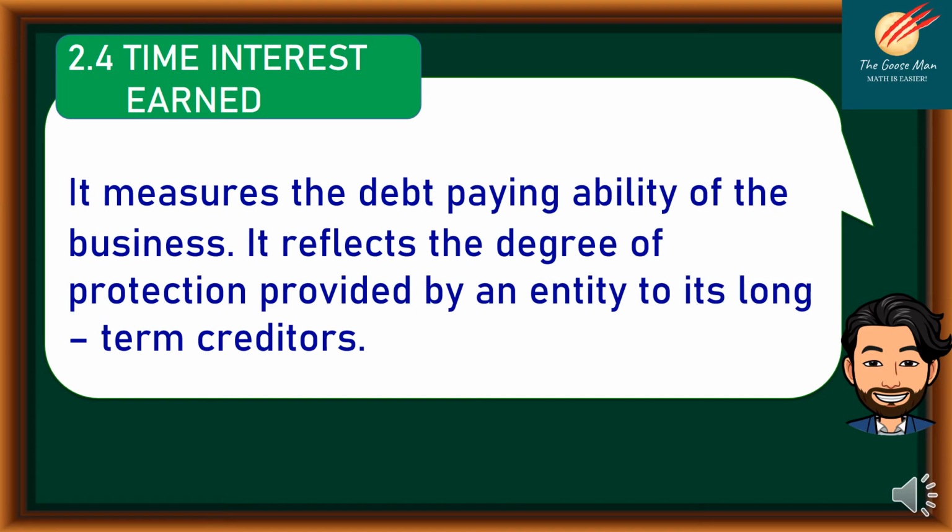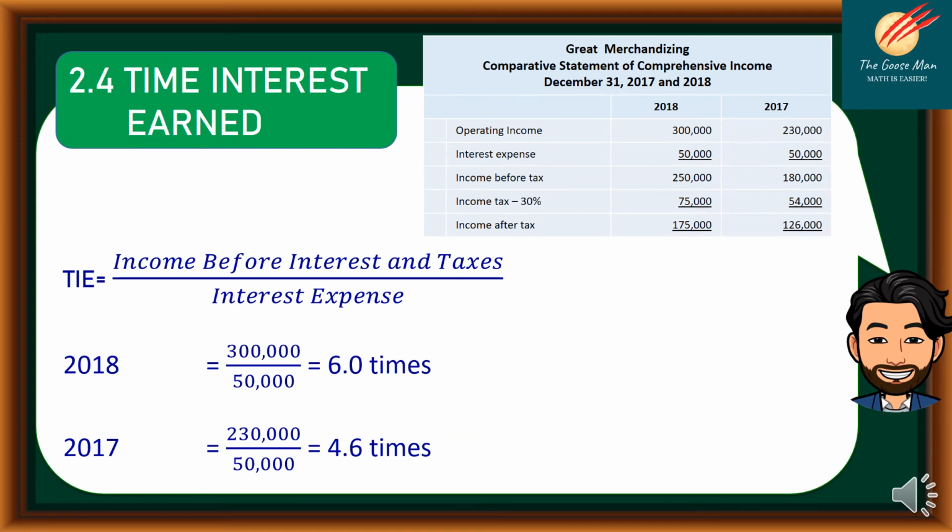Next is the times interest earned. It measures the debt paying ability of the business. It reflects the degree of protection provided by the entity to its long-term creditors. The formula that we will use for the times interest earned is equal to income before interest and taxes divided by interest expense. So again, this is our table that we will use based from the comparative statement of comprehensive income as of 2017 and 2018.